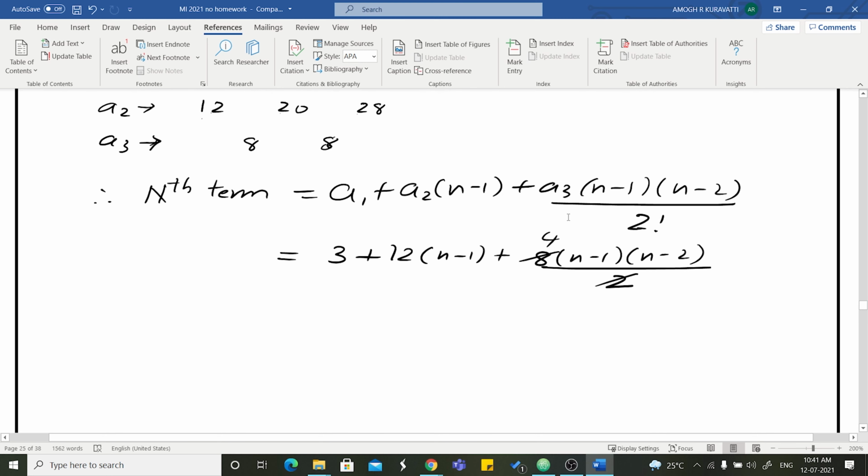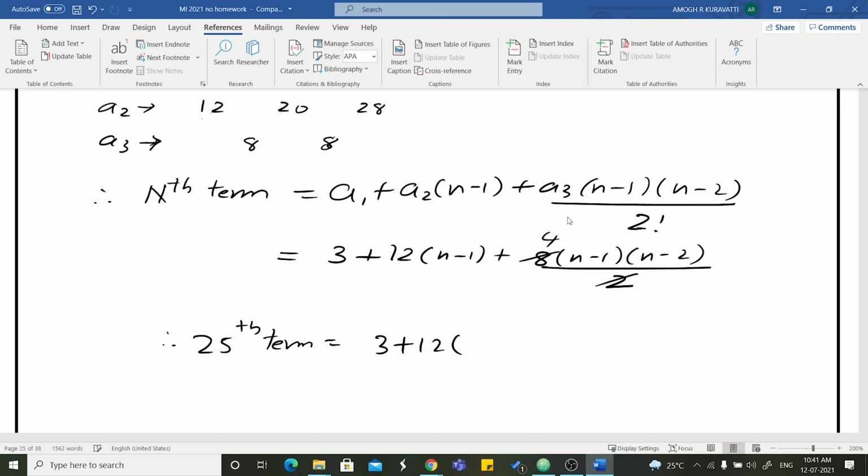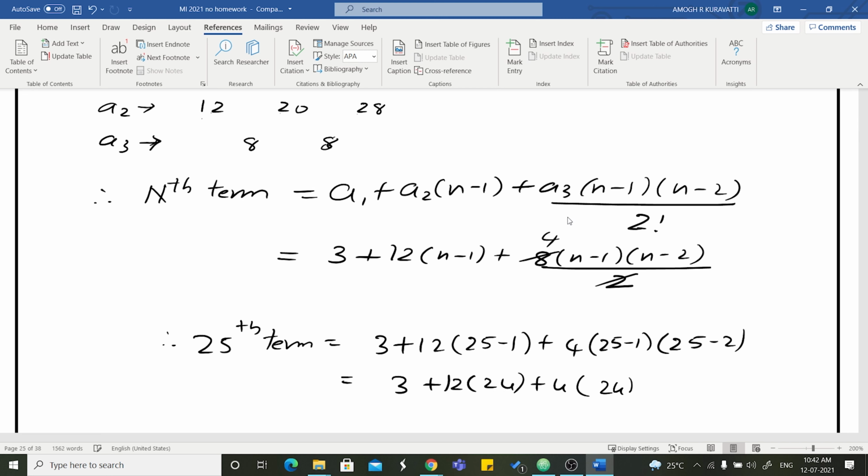the 25th term. Put n is equal to 25. Therefore, the 25th term is equal to 3 plus 12 of 25 minus 1 plus 4 of 25 minus 1 into 25 minus 2. 3 plus, 25 minus 1, how much? 24. 12 into 24 plus 4 into 24 into 23.